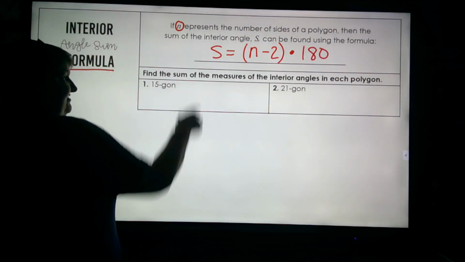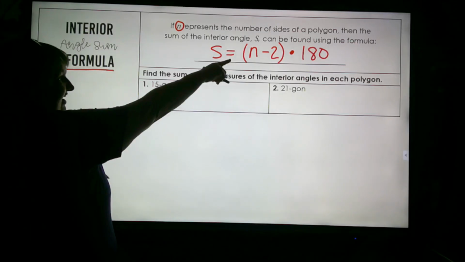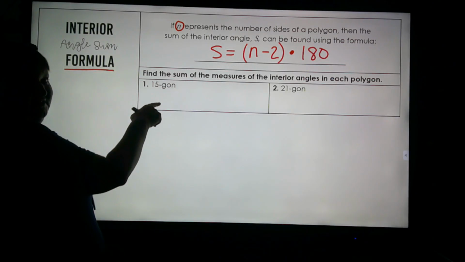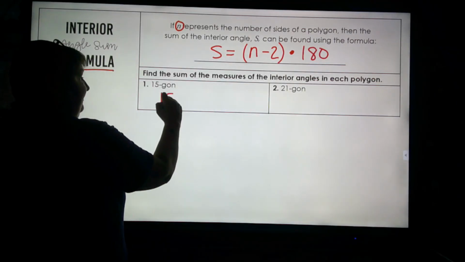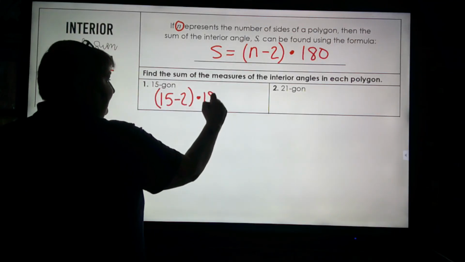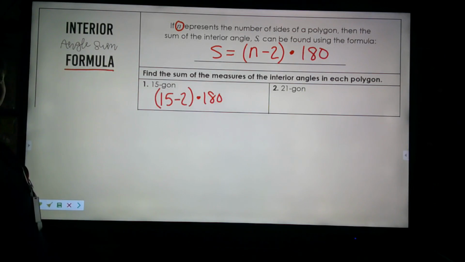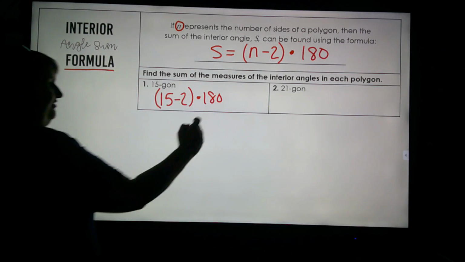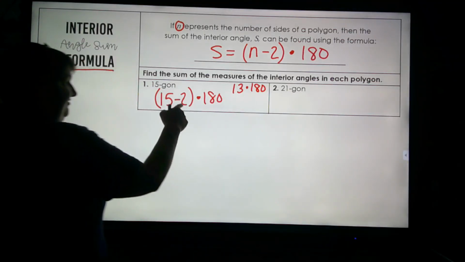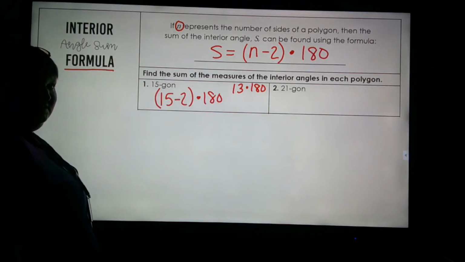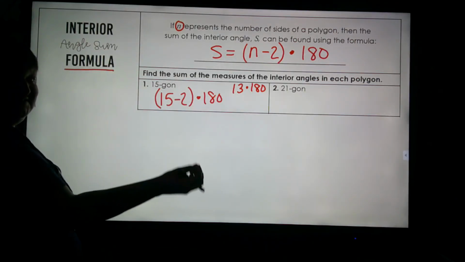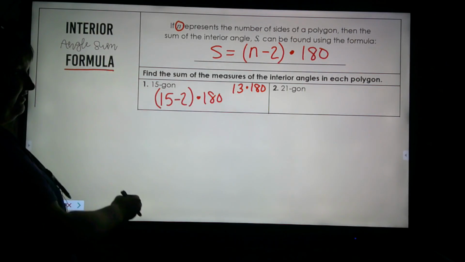We want to find S. S is number of sides minus 2. Number of sides is 15. This is a 15-gon. So 15 minus 2 in parentheses times 180. So that would be 13 times 180, right? Because 15 minus 2 is 13. And now that we're down to one term, we can get rid of the parentheses. We did what was inside the parentheses first, right?